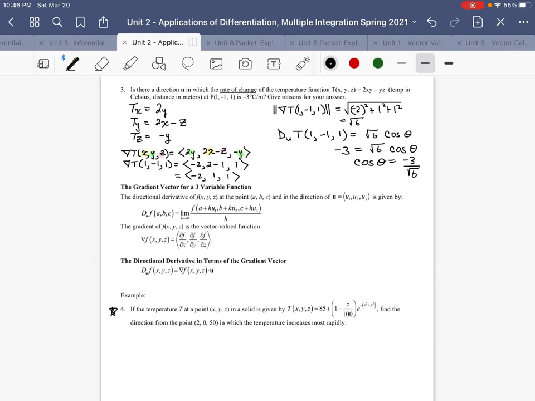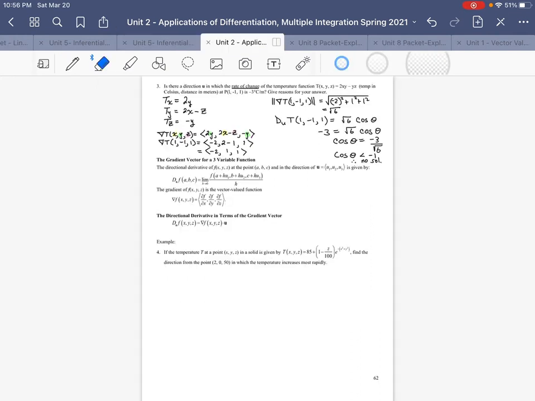I'm not even pulling up a calculator right now. The square root of 6, I don't know what that is, but I do know it's somewhere between 2 and 3, because the square root of 4 is 2, the square root of 9 is 3, and the square root of 6 is between them. So we're looking at something like 2 and change. Negative 3 divided by 2 and change is going to be a number bigger than 1 in magnitude. Cosine of theta is less than negative 1. Therefore, we're looking at no solution.